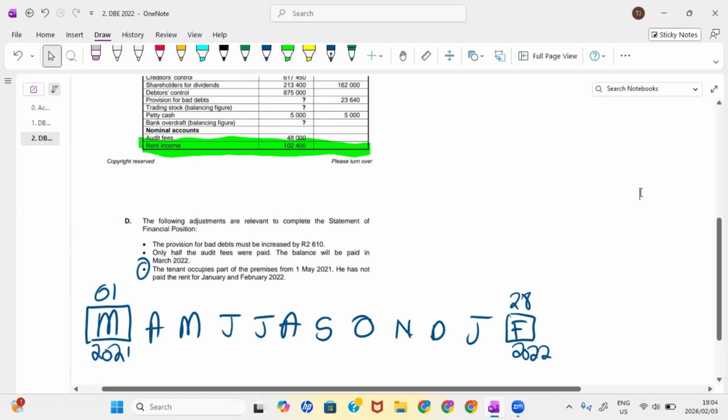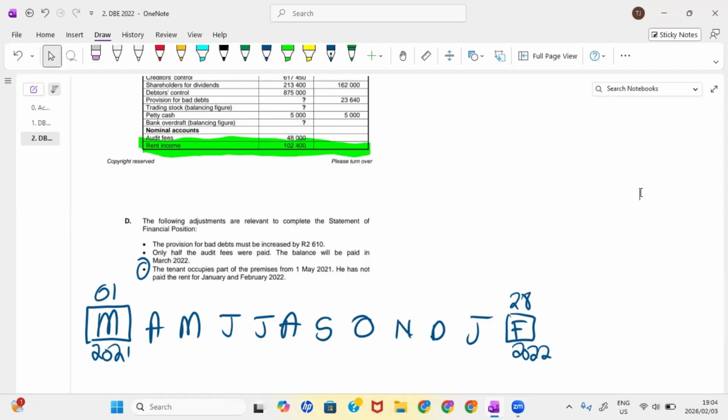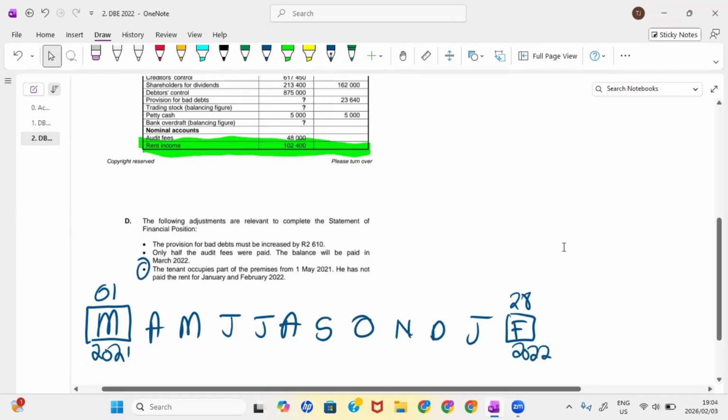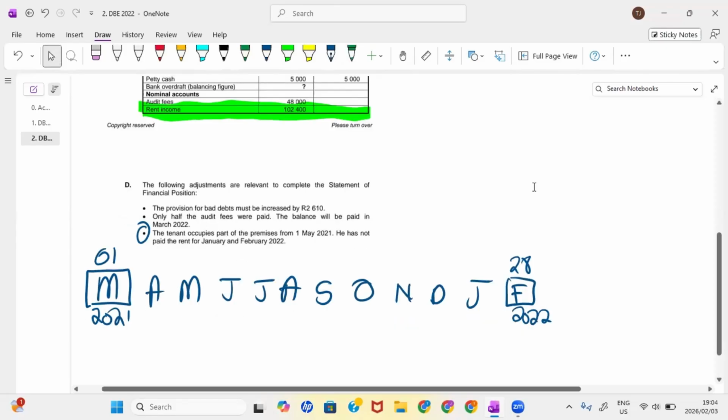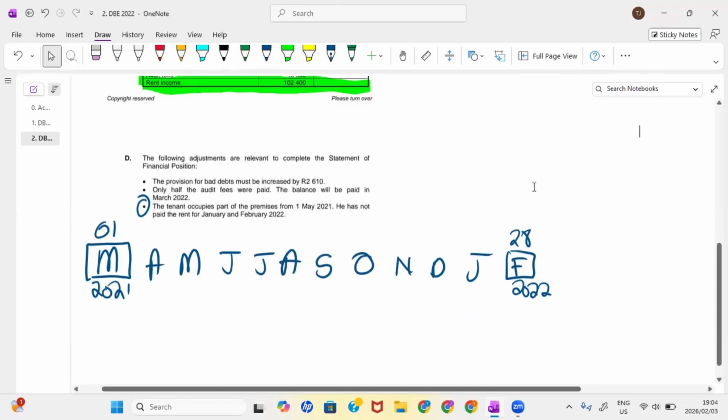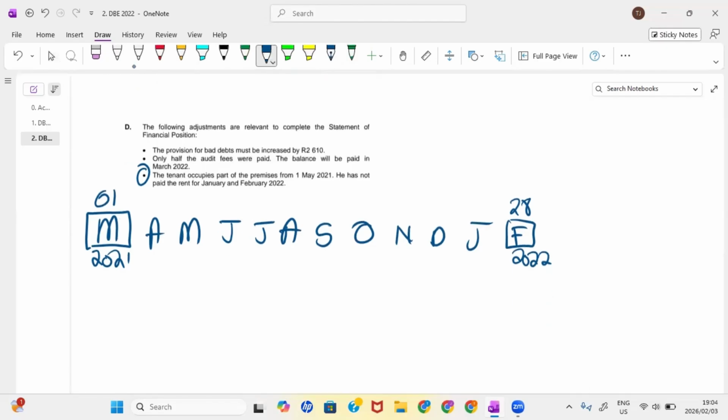That's why I'm saying with accounting, you need to understand, guys. You shouldn't rush to answer. This is different from the previous adjustments we were dealing with. It's still with regards to rent income, but it's different. Let's see why. They say the tenant occupies part of the premises from 1 May 2021. So we have March, April, May. So we know we are starting here, May, right? No problem. We are not starting at March. We are not starting at April. We are starting at May.